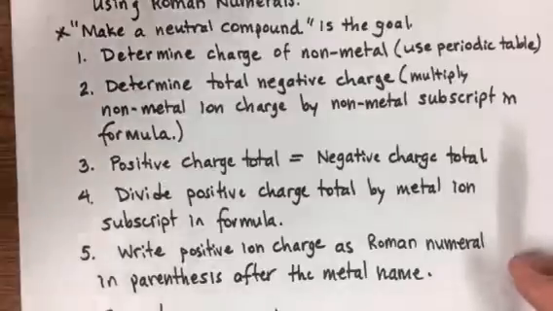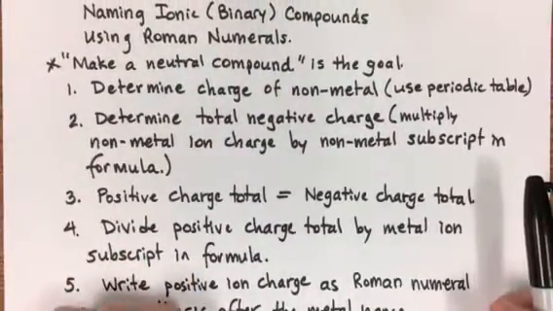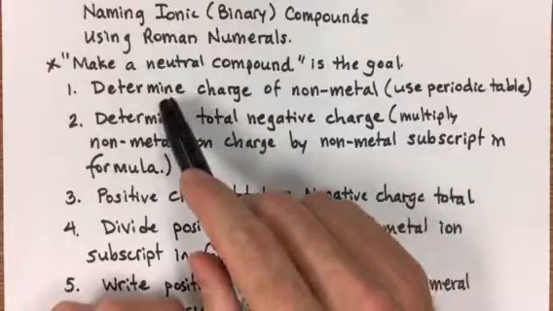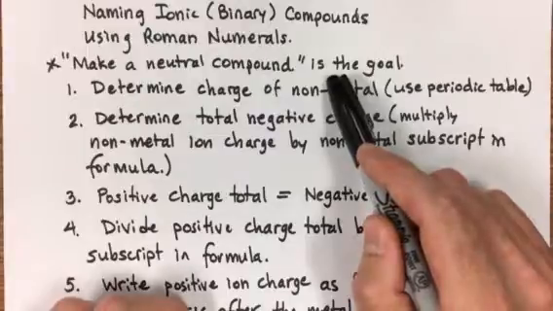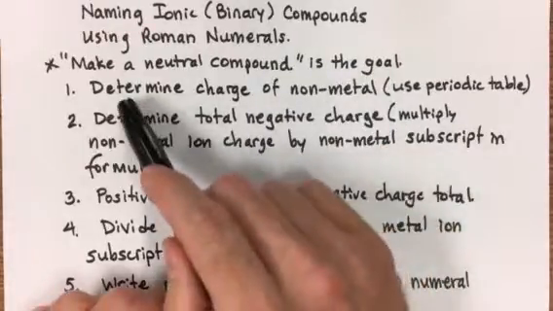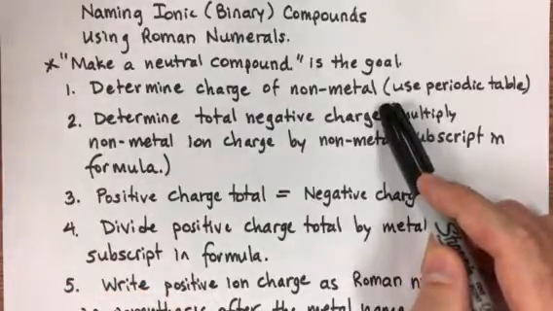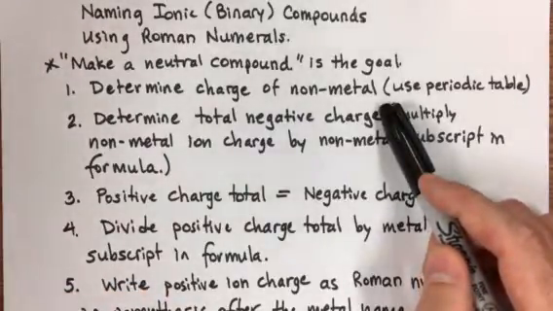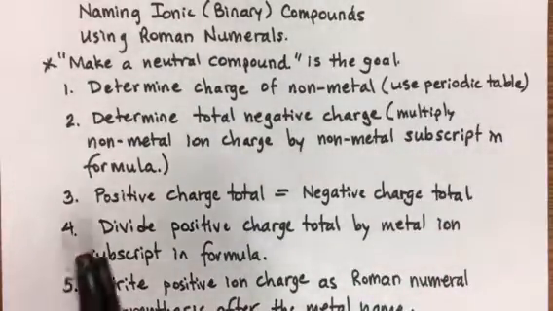So, to put the Roman numeral in the name properly, you have to make sure you get the charge right. To do this, we need to make sure that we determine the neutral compound. The charge of the nonmetal has to be determined first. The reason is because the whole thing with the Roman numeral is you've got to figure out what the positive charge of the metal is.